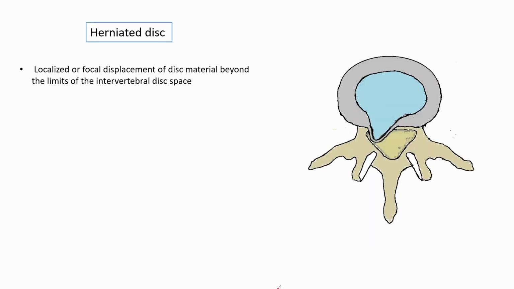A herniated disc is a localized or focal displacement of the disc material beyond the limits of the intervertebral disc space. A localized or focal herniation means less than 25% of the disc circumference is involved. So, to summarize, if there is a displacement of the disc material beyond the intervertebral disc space, which involves less than 25% of the disc circumference, this is known as a herniated disc.